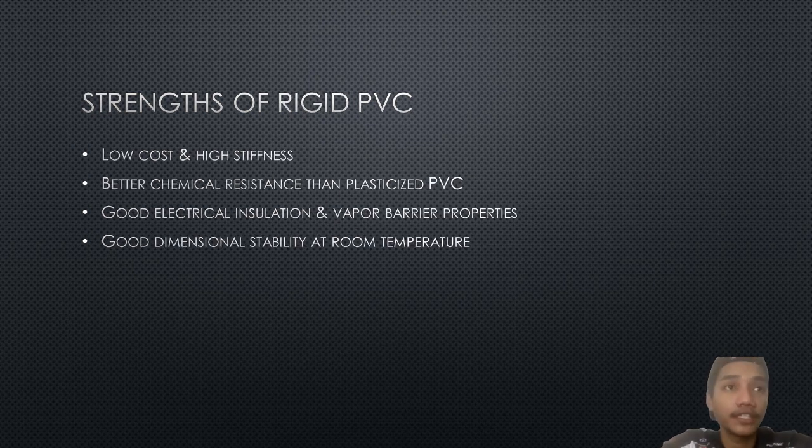Strengths of rigid PVC: low cost and high stiffness, and better chemical resistance than plasticized PVC. And third, good electrical insulation and vapor barrier properties. And lastly, good dimensional stability at room temperature.